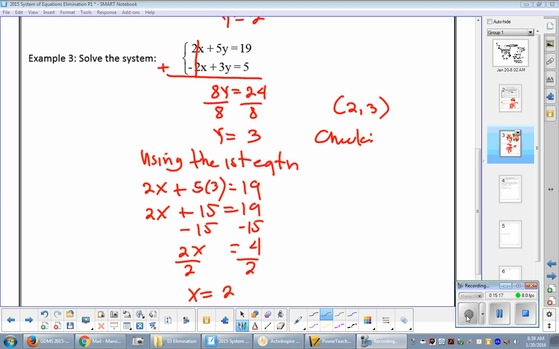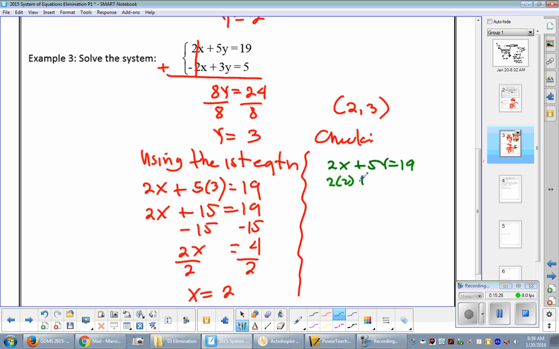Checking the first equation, we have 2x plus 5y equals 19, but x is equal to 2 and y is equal to 3. I'll get 4 plus 15. Now what's 4 plus 15? It is equal to 19. So the first equation is correct after plugging in (2, 3).